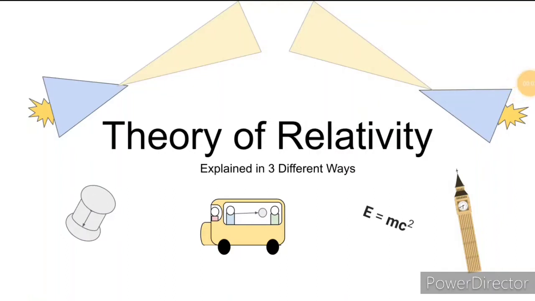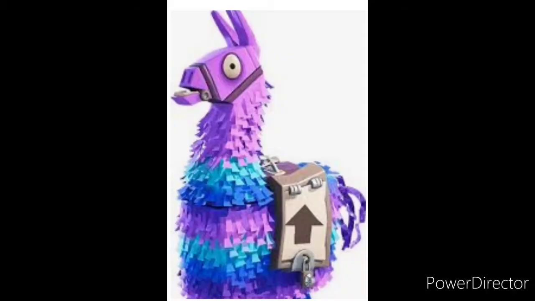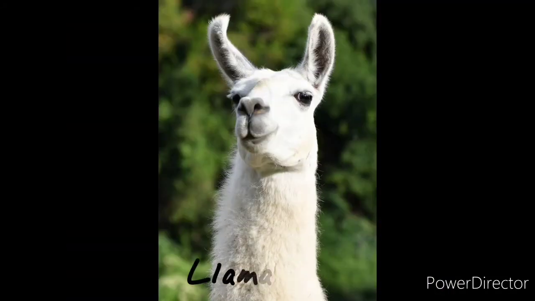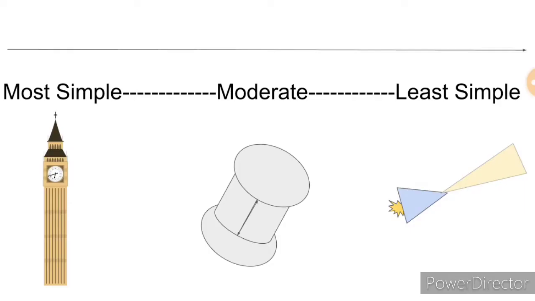Today we will be explaining Einstein's theory of relativity in 3 different ways. We will be discussing movement and how it relates to traveling through spacetime. The 3 explanations will be laid out from most simple to least simple. Feel free to pause or rewind the video to easier understand the concept.